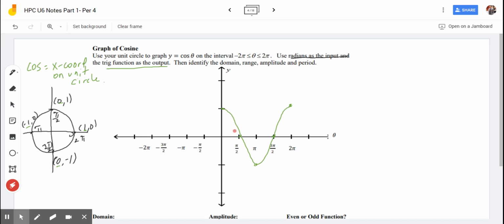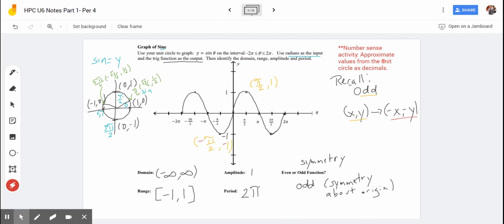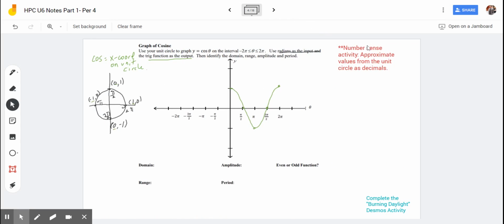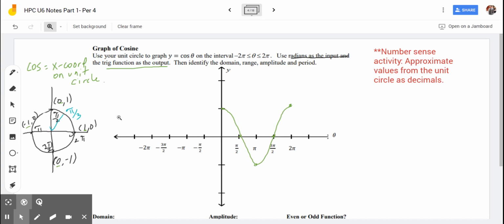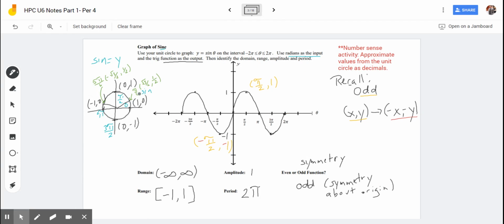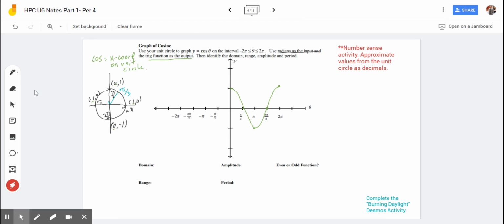All right, so let's do the same thing that we did before with sine, a number sense activity, approximating values from the unit circle. I'm just going to flip back, and I just copied it over here. Let's take a look at another unit circle value for cosine that we can plot easily. Instead of looking at pi over 6, because our x coordinate would be radical 3 over 2, it'll be kind of messy to guesstimate that value. So instead of pi over 6, let's look at pi over 3.